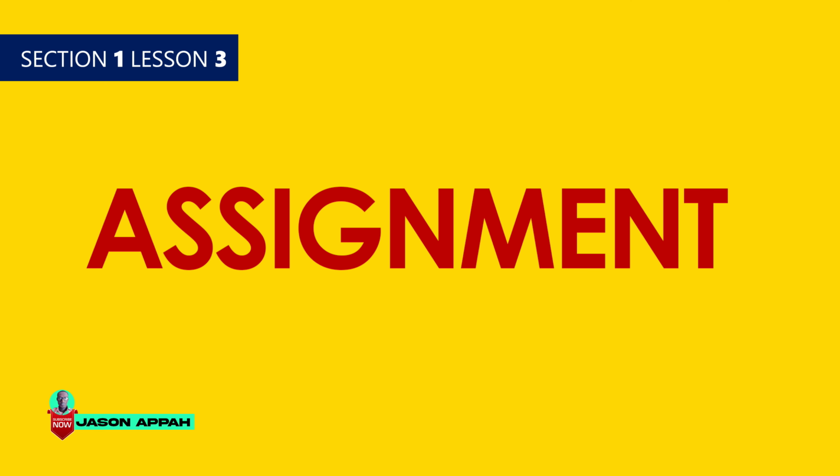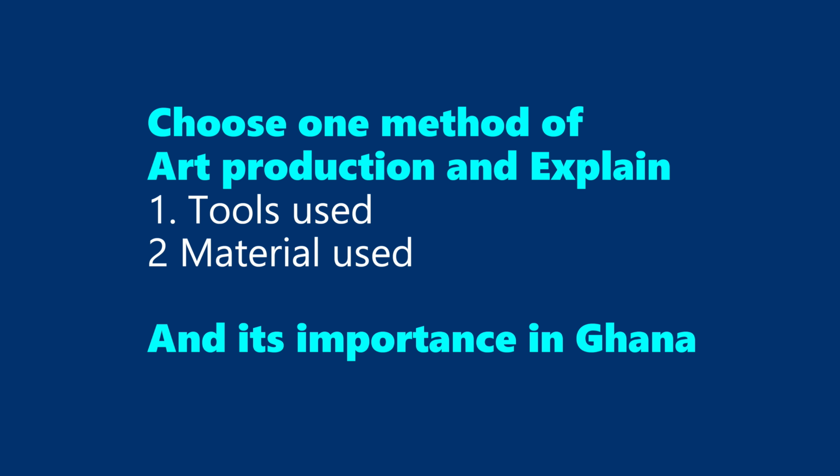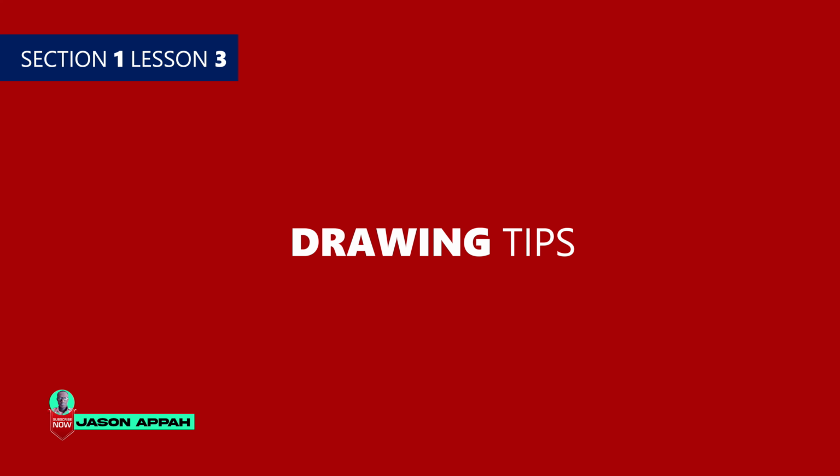Summary. Art is produced using many methods. Each method uses different tools and techniques. Art supports Ghana's economy and culture. So let me give you this assignment. Of course, there's always an assignment. Choose one method of art production and explain tools used, materials used, and its importance in Ghana.